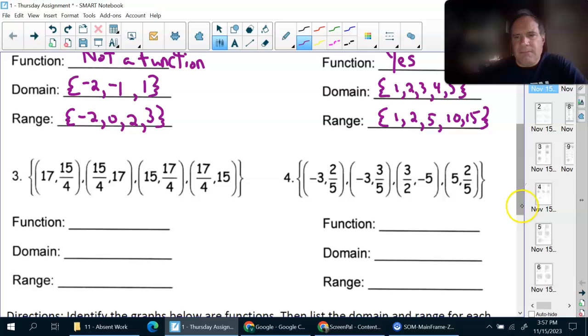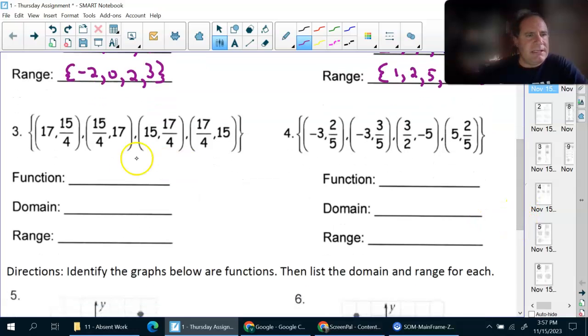For number 3, we're looking at 17 over 4 for the x, and it does not repeat. 15 over 4 does not repeat. 15, 17 over 4. So is this a function? Yes.